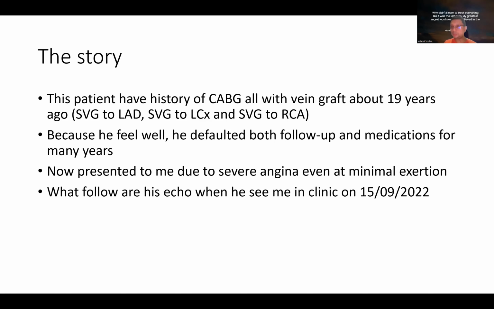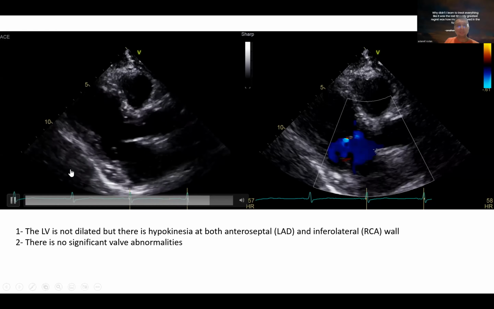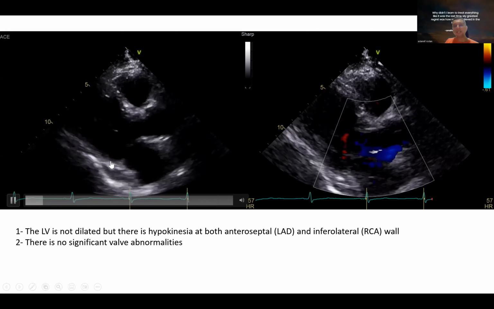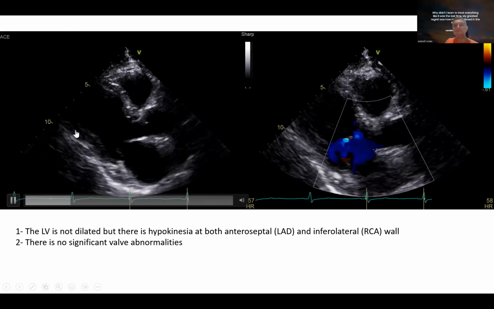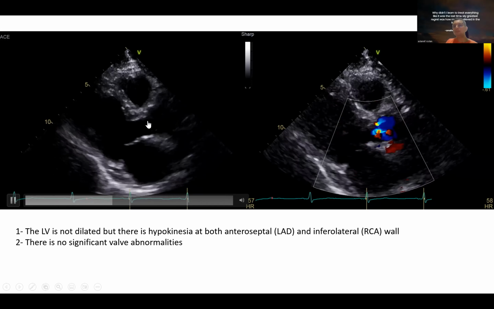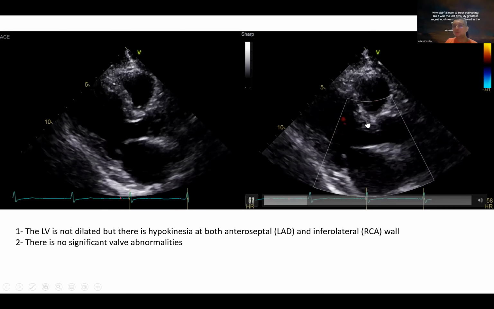What follows are his echoes when he saw me on the 15th of September 2022. So this is the patient's echocardiogram. The LV is not dilated, but there is hypokinesia at the infralateral wall. This is the basal and mid-infralateral. This is the basal and mid-anteroseptal. This area is supplied by the LAD, and this area is supplied by the RCA.